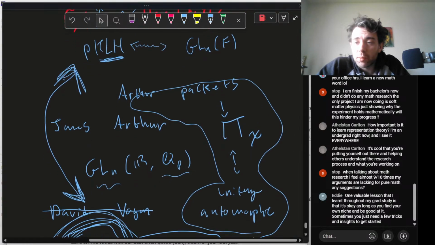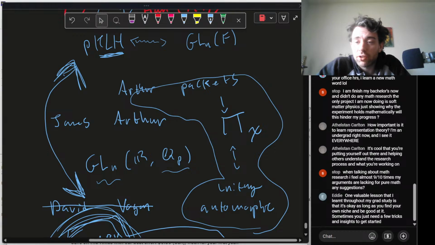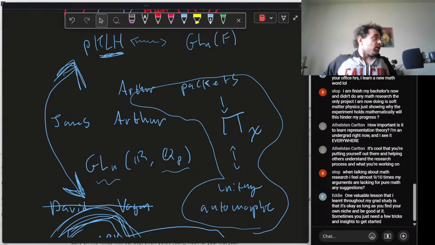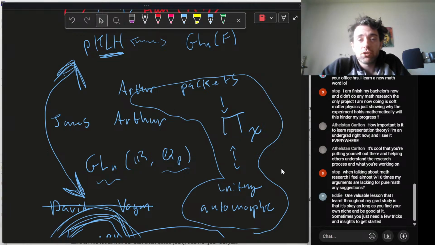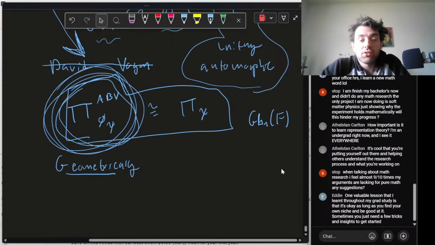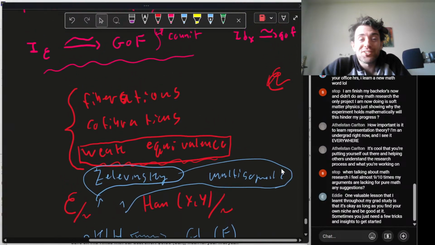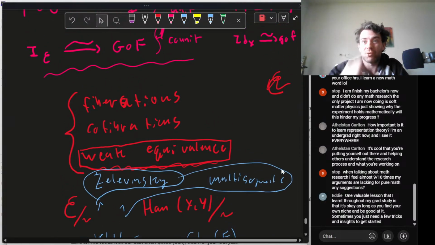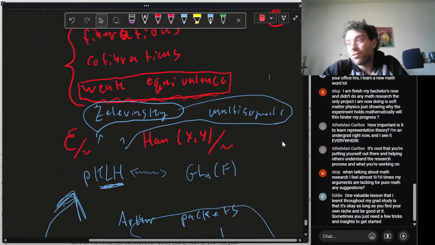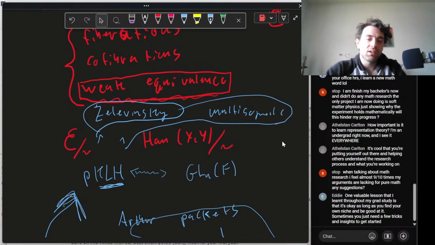How important is it to learn representation theory? I'm an undergrad right now, and I see it everywhere. Well, if you're a differential equations applied math guy, then it's probably not important to you at all. But if you want to do representation theory, then representation theory is very important. And if you like some algebra, you might want representation theory. It really depends on what you're into.